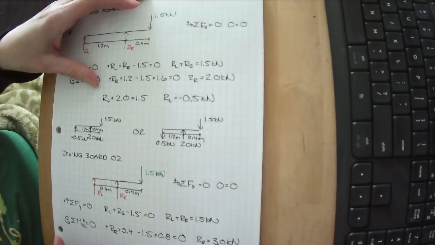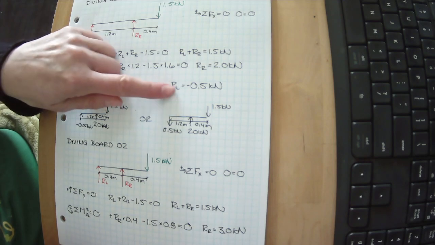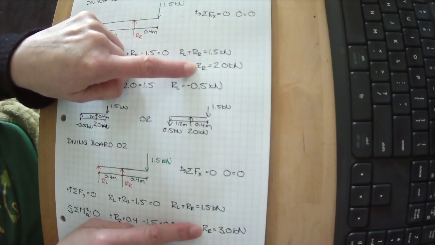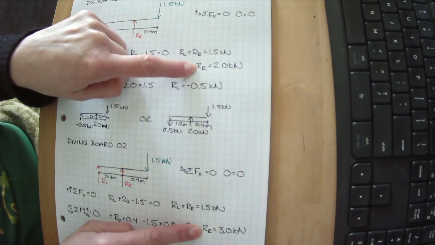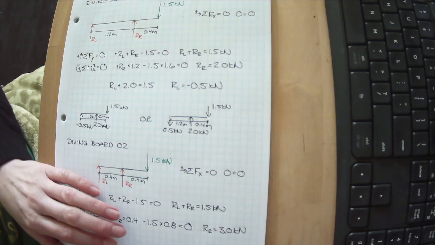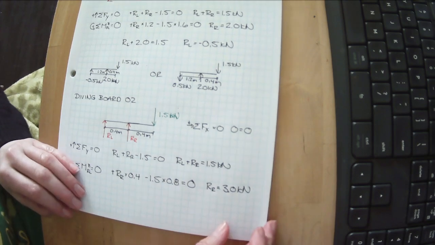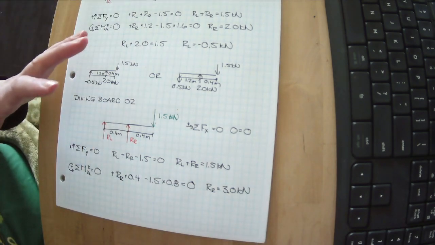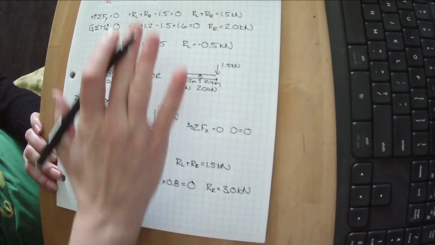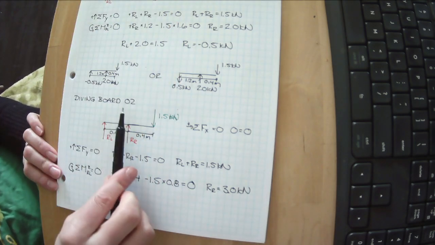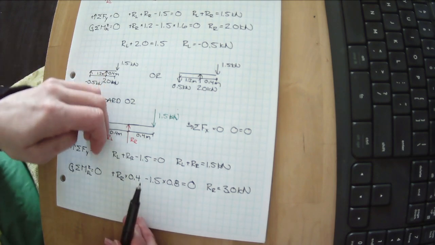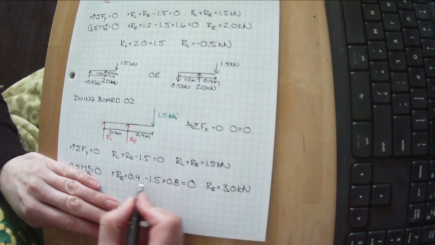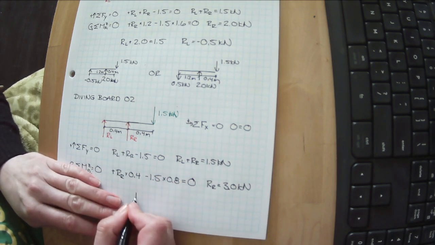Whoa. On this one, our right reaction was 2 kilonewtons, and now our right reaction is 3 kilonewtons. That's interesting. Let's see what it does to our left end reaction. Remember, the sum of this up and down has to be 0. If we're now pushing up with a higher force at this spot right here, we must be pulling down with a bigger force here. So we can plug into this.